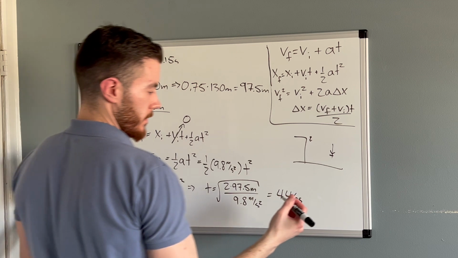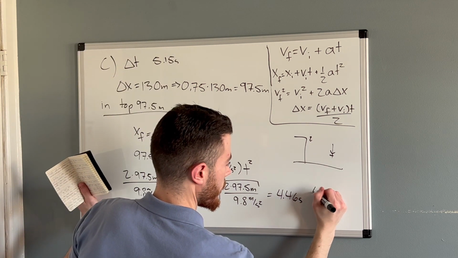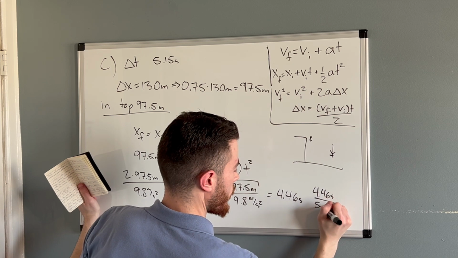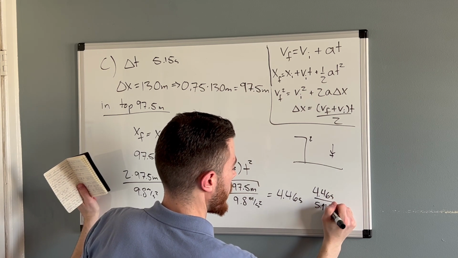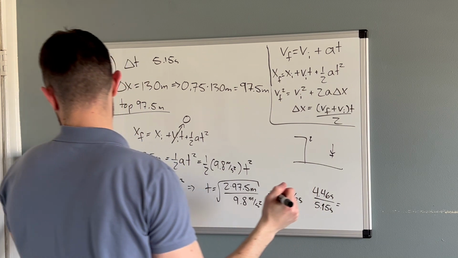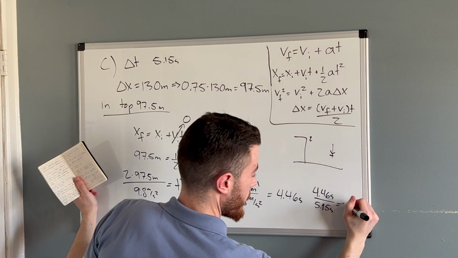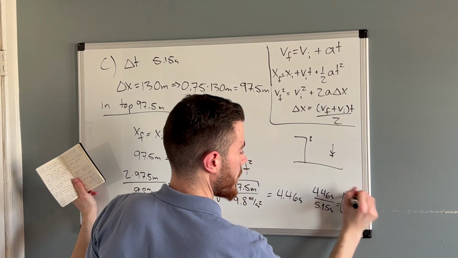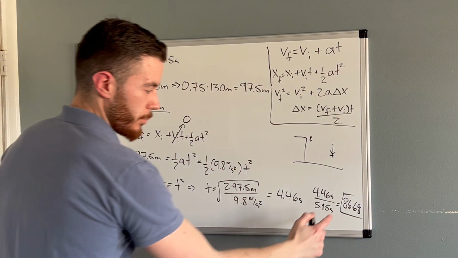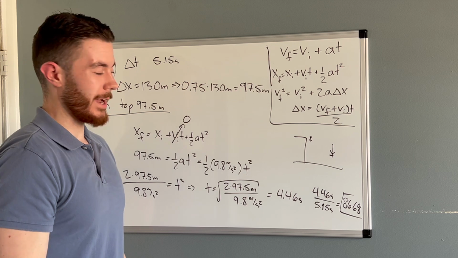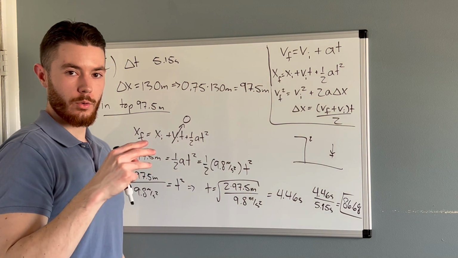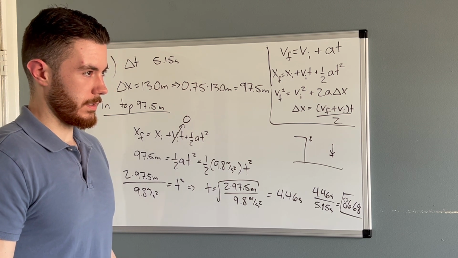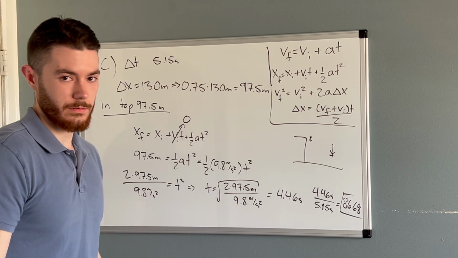Let's obtain the fraction right now. 4.46 seconds over 5.15 seconds is 86.6%. 86.6% of the total amount of time is spent in the top 3/4 of the distance it falls. That's the power of acceleration.